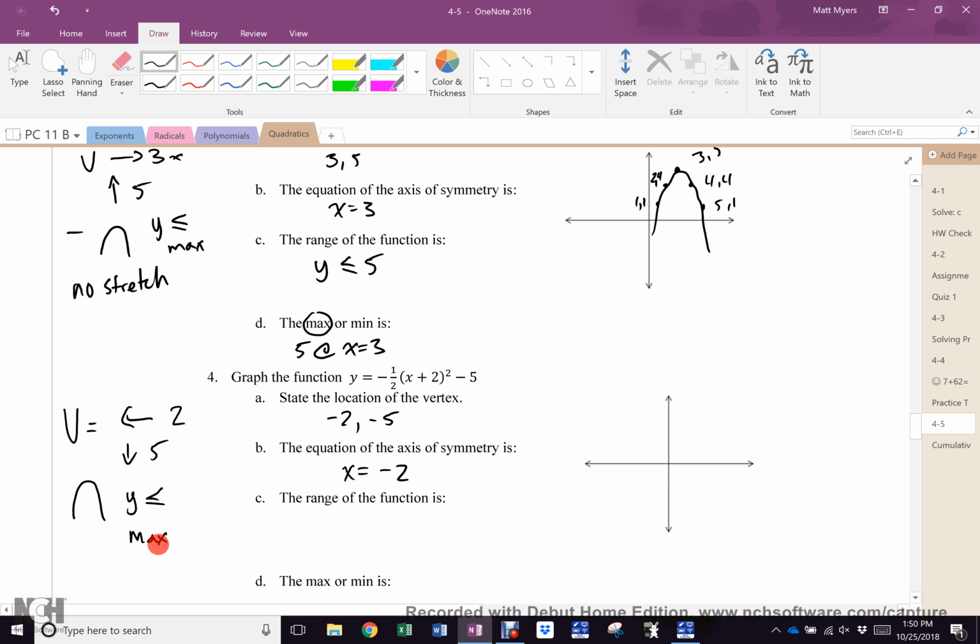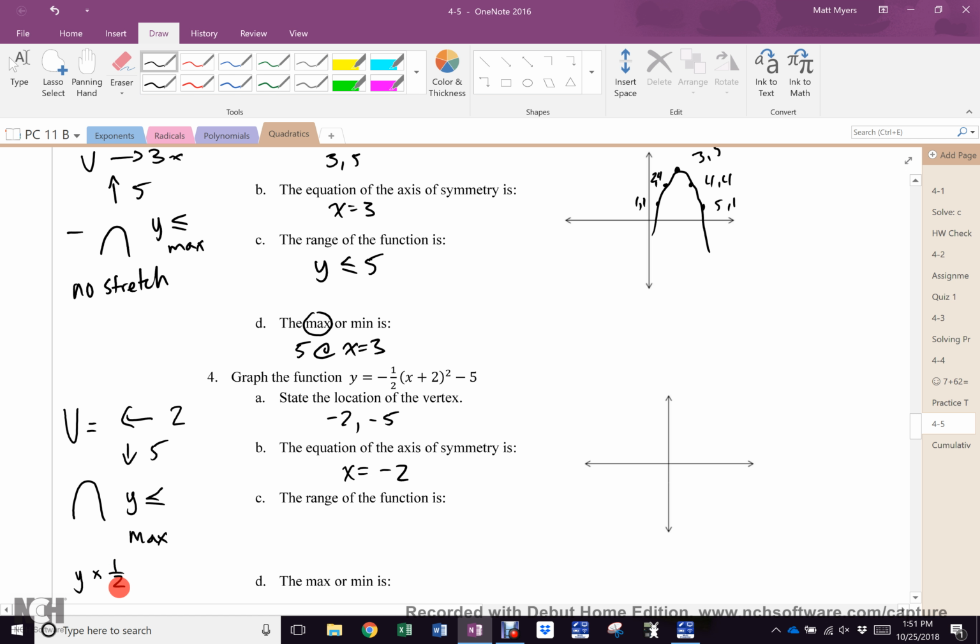What else do I know? Will it stretch? How far? Is it going to get taller or wider? Wider, because it is going to shrink vertically. So all of my y's are times 1/2.